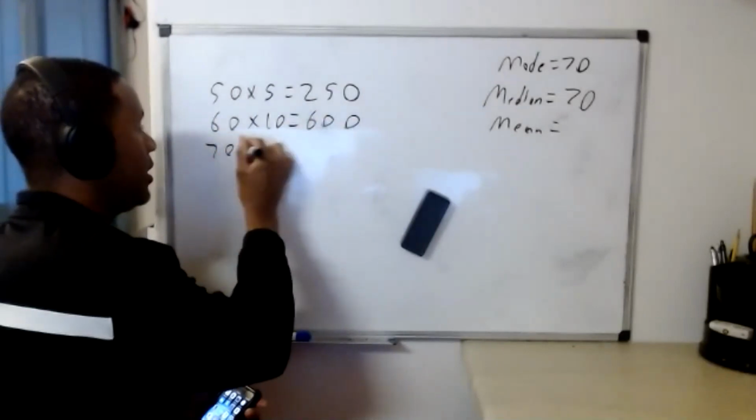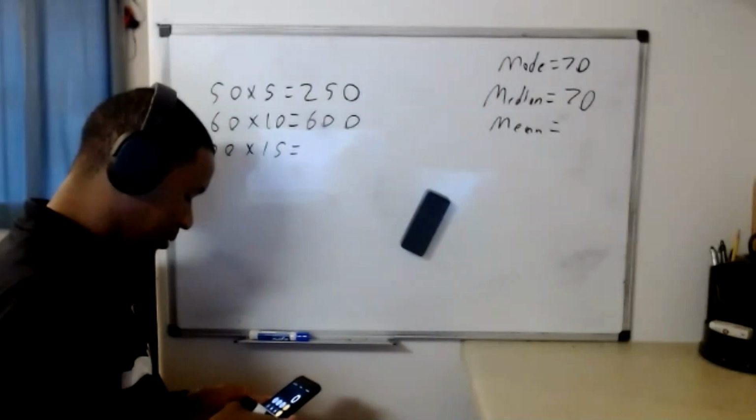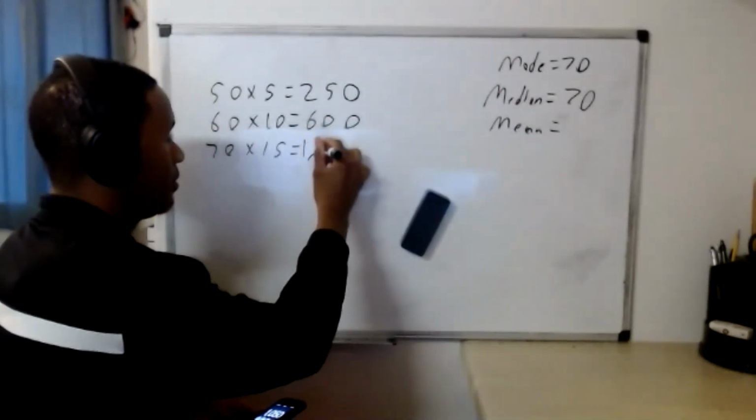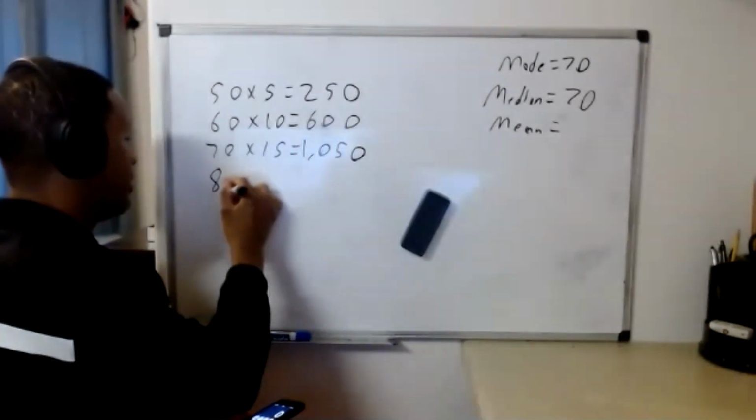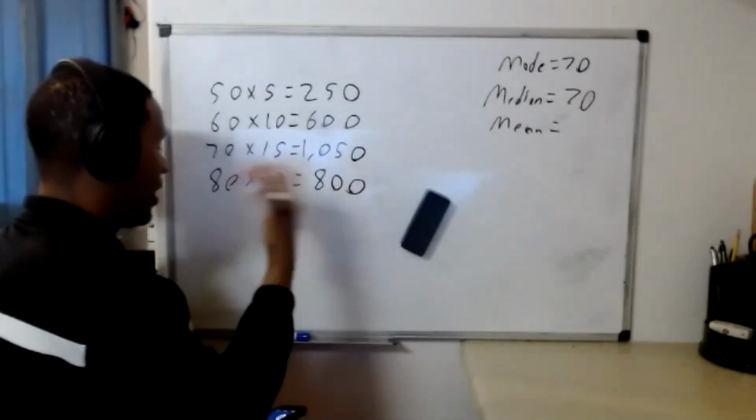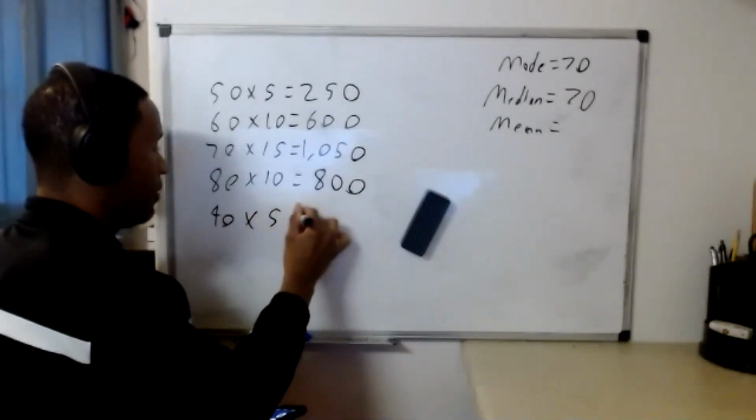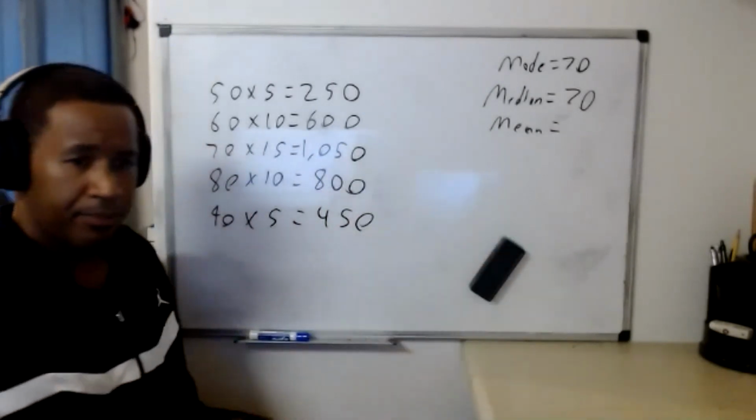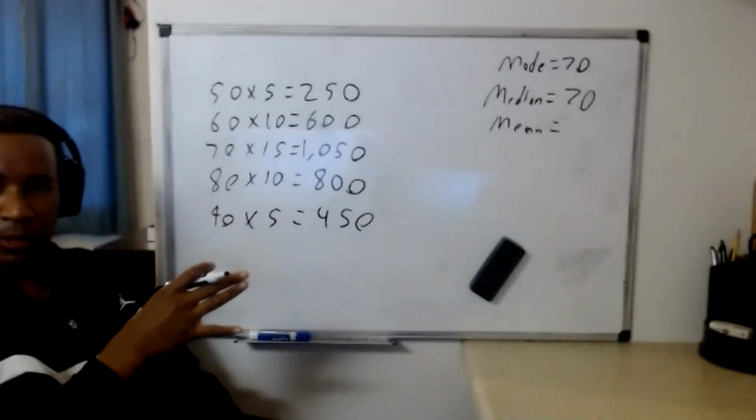We go 70 times 15 gives me 1050. 80 times 10 gives me 800. And then 90 times 5 gives me 450. So that's what you calculate. Well, that's how you start calculating the mean with the frequency distribution.